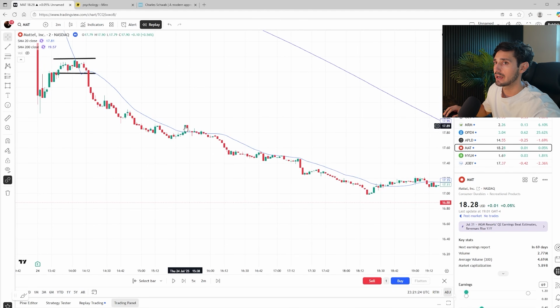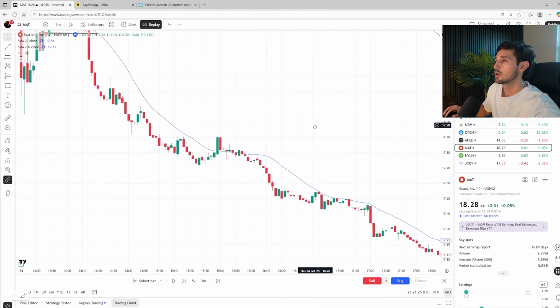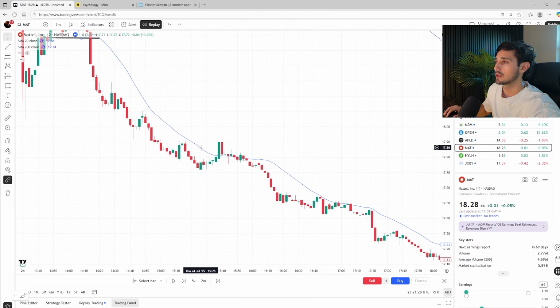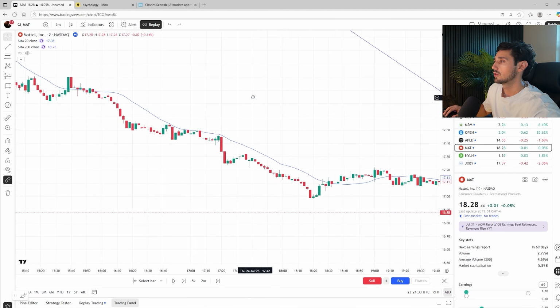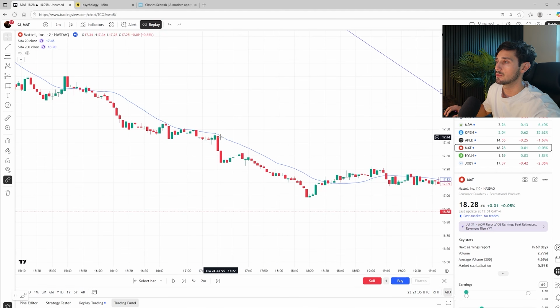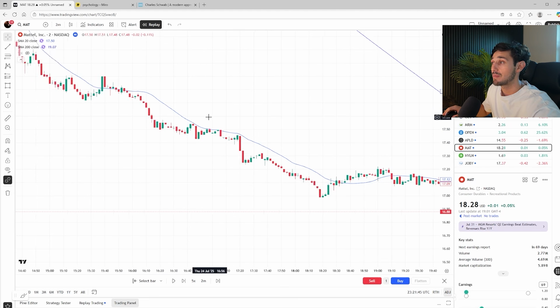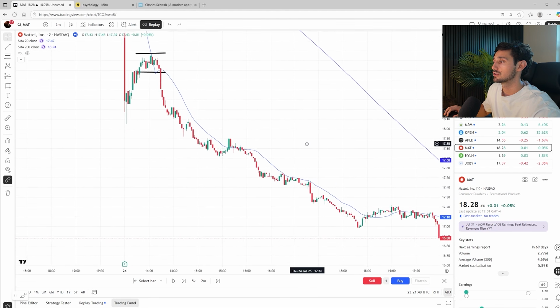We attempted to break above, let me zoom in. We attempted to break above the 20, and then we got rejected. Could have gone as a breakdown here, or even here, it was respecting the 20 period moving average. And this is why I like to use the 20, this blue line right here, the 20 period moving average, because prices respect it during established trends.